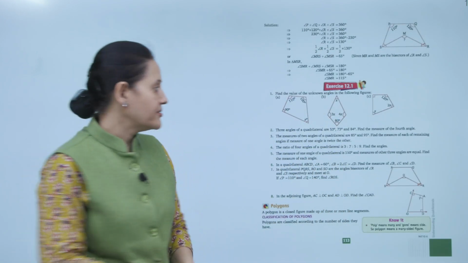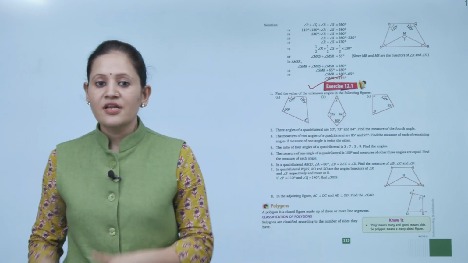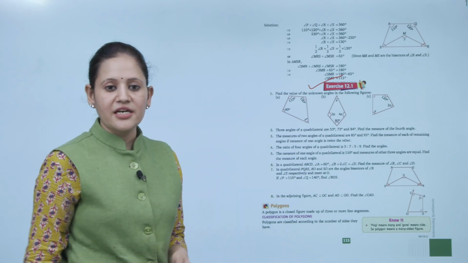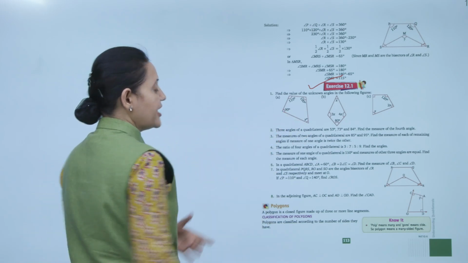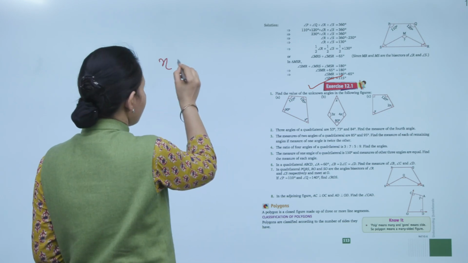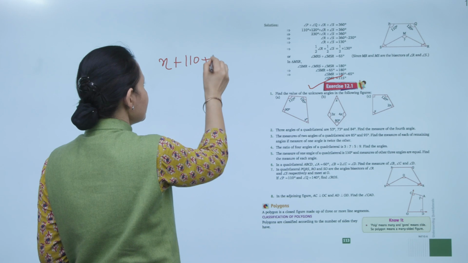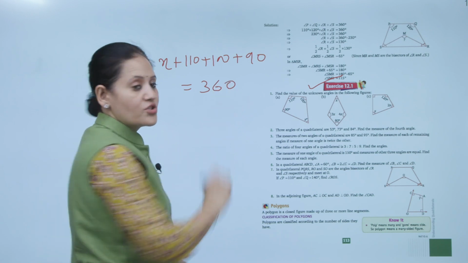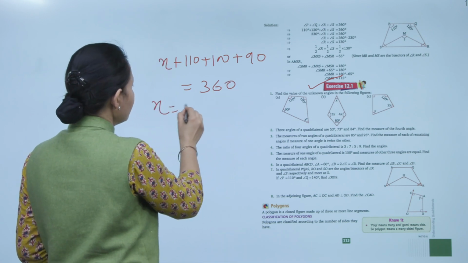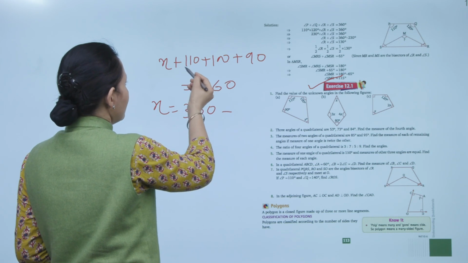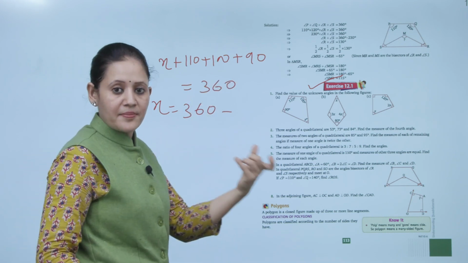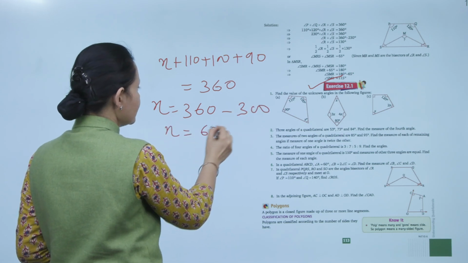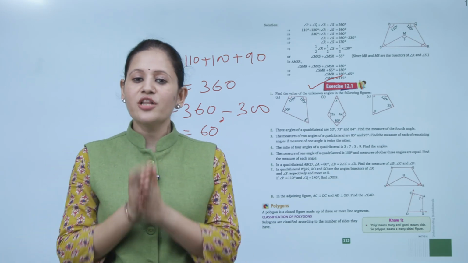Next is exercise 12.1. Find the value of the unknown angle in the following figure. As we know, in a quadrilateral, the sum of the four angles is equal to 360 degrees. So angle x plus 110 plus 100 plus 90 is equal to 360 degrees. So x will be 360 minus 110 plus 100, 210 plus 90, that is 300. So x equals 60 degrees. Clear? Practice all the questions of this exercise.